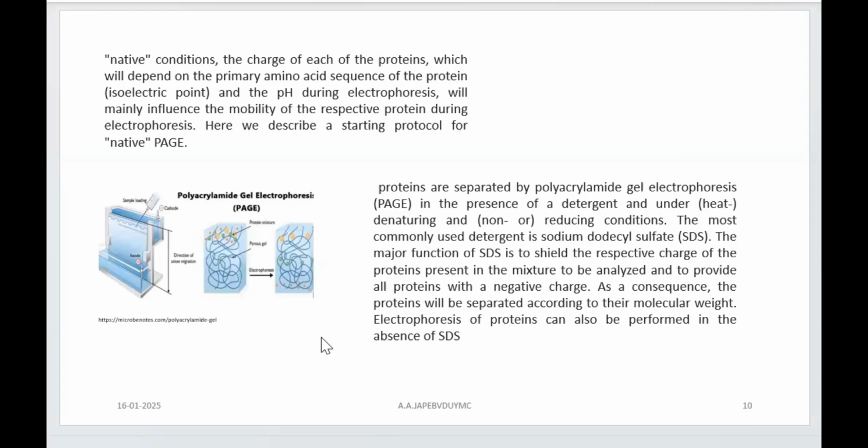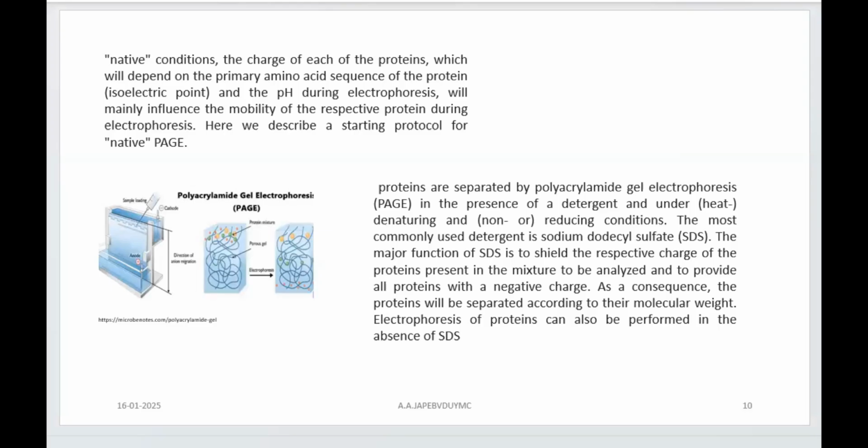When I talk about proteins, they are separated by polyacrylamide gel electrophoresis. They can be separated in the presence of a denaturing agent or without a denaturing agent, right? When a denaturing agent is used, it is a denaturing gel, and when there is no denaturing condition, the opposite of that, it is a native gel. So these are the two things.